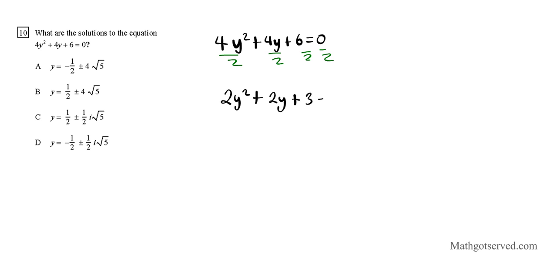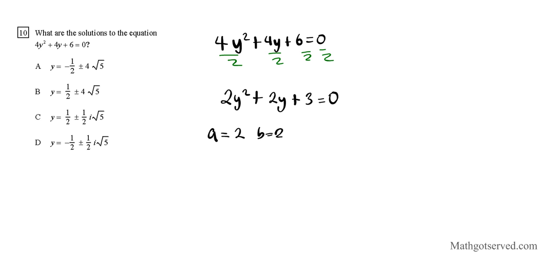All right, let's move along to question 10. Here we solve this using the quadratic formula again, because you notice there are radicals here. So let's write down the equation. 4y squared plus 4y plus 6 equals 0. Since they're all even, I can divide everything by 2, right? So we're going to have 2y squared plus 2y plus 3 equals 0. Okay? All right, using the quadratic formula, let's find a, b, c.